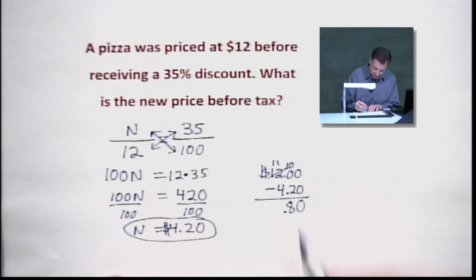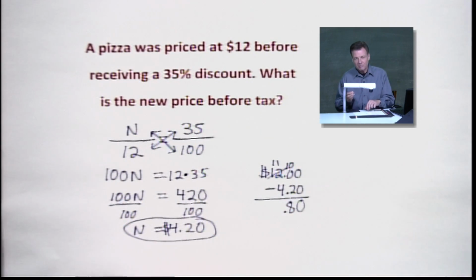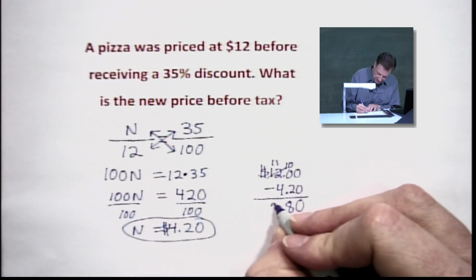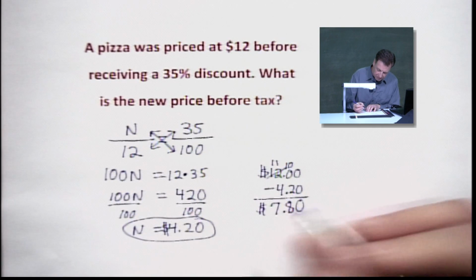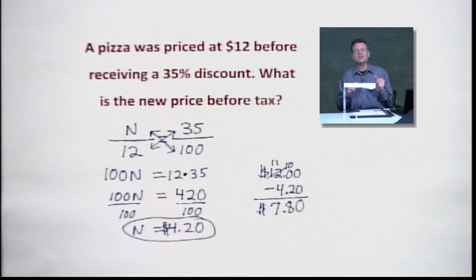All right? And now 11 minus 4. Don't forget you have 11, not 12 anymore. It's going to be $7.80. That's the price for the pizza before you tack on a little bit more chump change for your tax and you're getting out of the pizza place and go home and have some good eating.